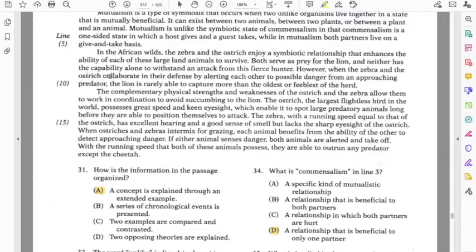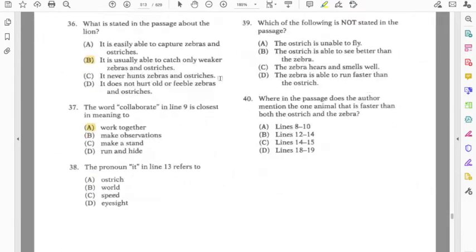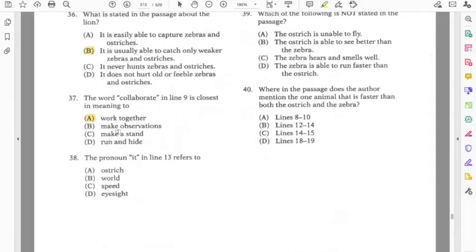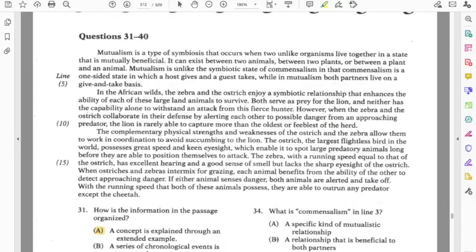Do they make observations in their defense by alerting? Well, they're not making observations by alerting each other, right? They're alerting each other. It comes from the observations, but that's an effect. That's not an input, right? They are working together, and something that results from that is alerting each other. So again, collaborate means work together. That's the best answer.